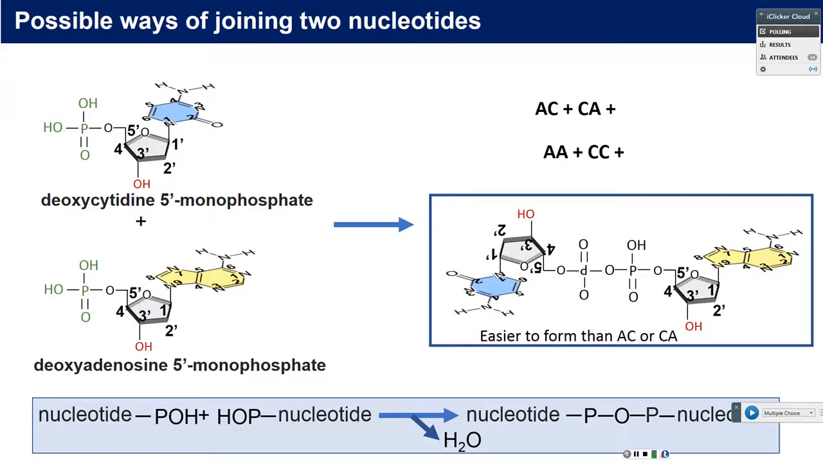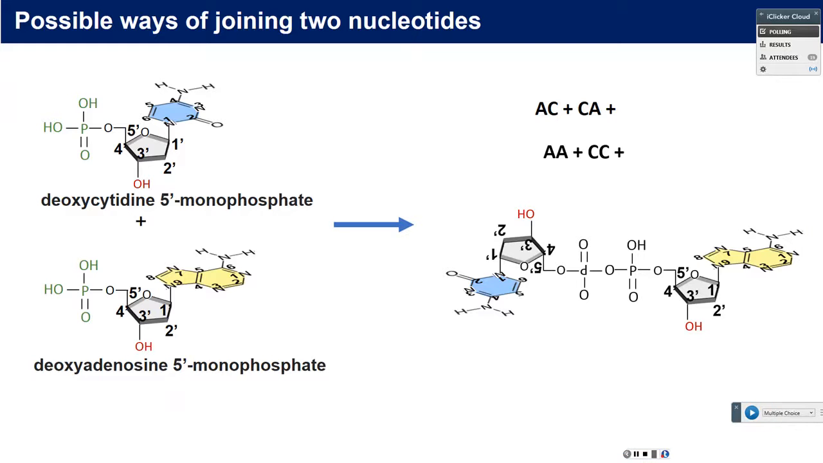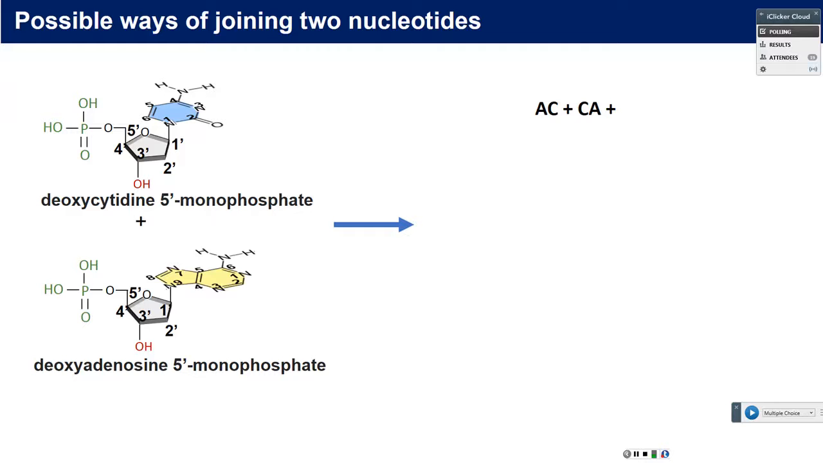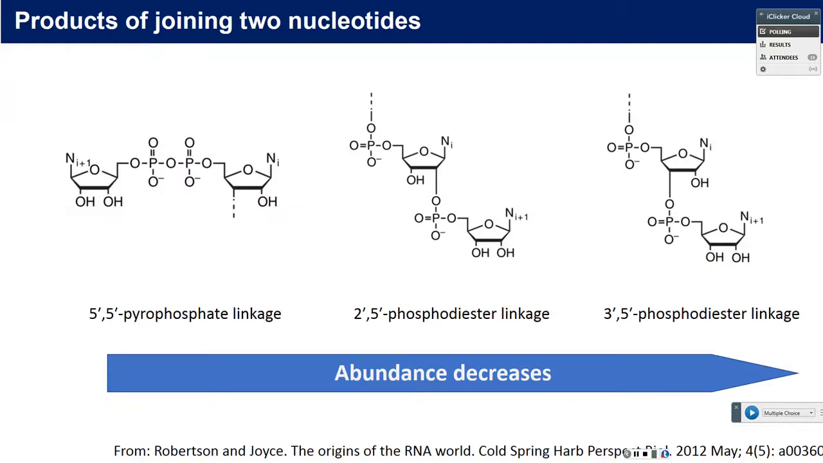Is this one? Because actually it's easier to form this phosphor bond than to form these, right? So basically this reaction, where both the phosphor groups interact with each other. Okay, so anyway, this will be the major product.